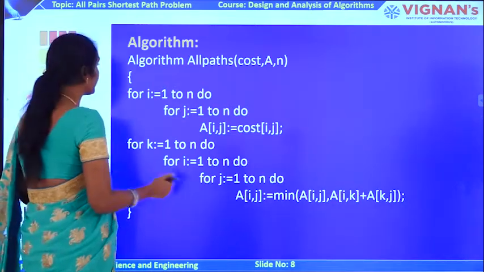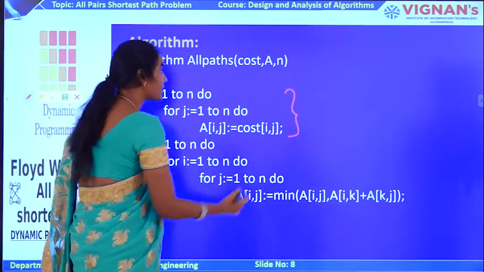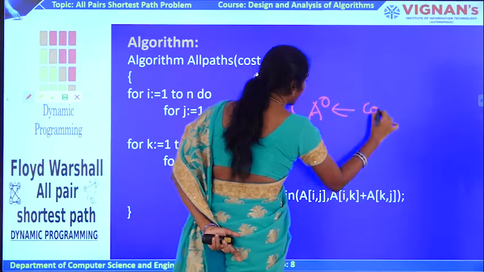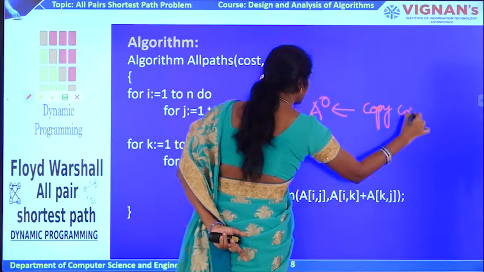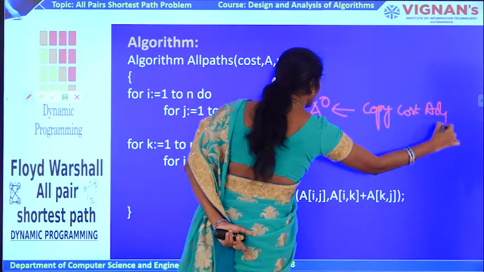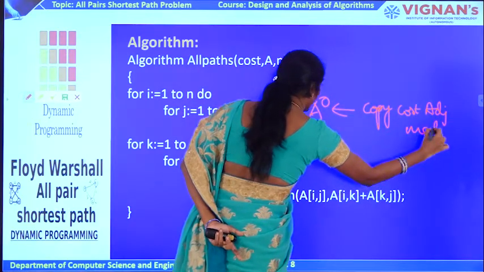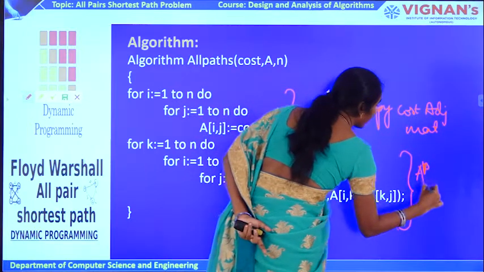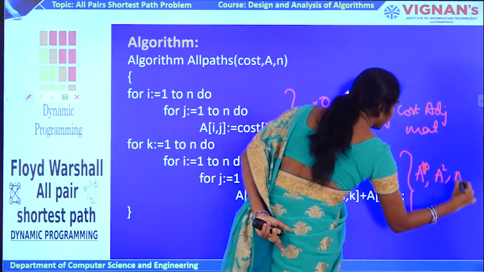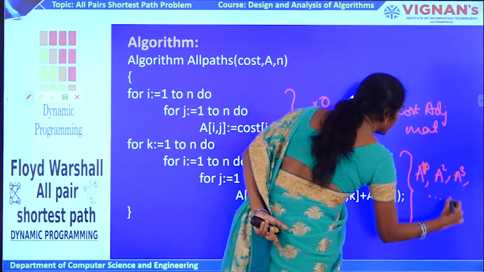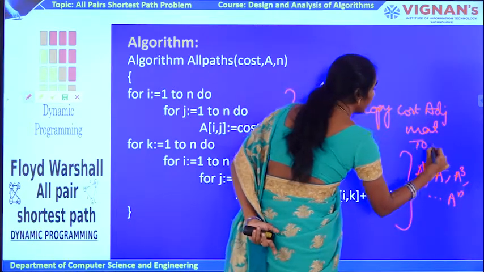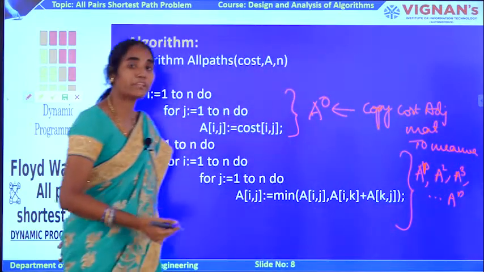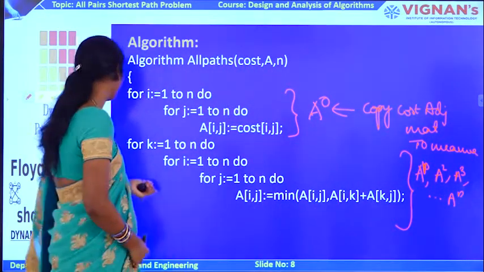So this is for measuring A0. A0 is nothing but copying the cost adjacency matrix. Whereas this is for measuring A1, A2, A3 and so on to An.